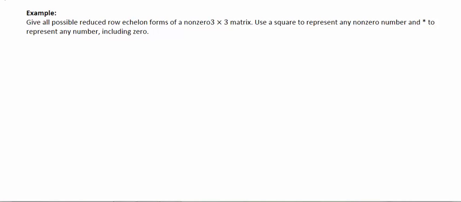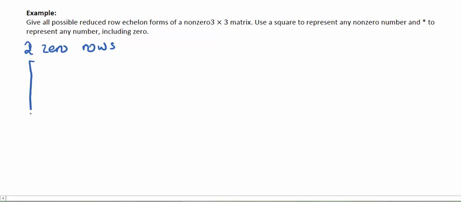So when we do this, let's start by thinking how many rows of zeros. Well, we could have 2 rows of zeros. We can't have 3 because I said a non-zero matrix. So if we have 2 rows, the pivot has to be in the first row. It could be in the first row, first column, in which case the other entries in that row could be anything they wanted, and then the zeros underneath it.